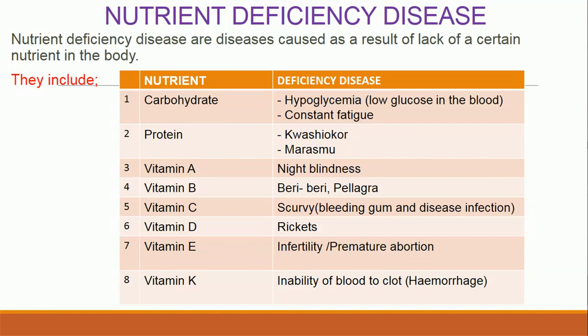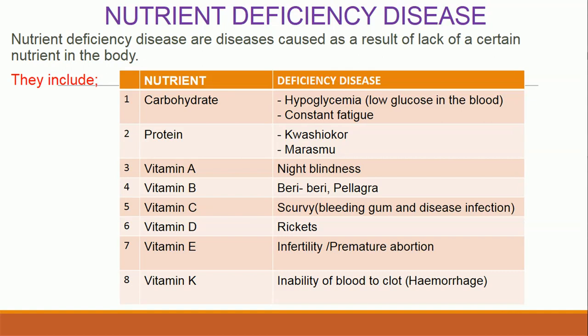If a body lacks protein, it can lead to what we call kwashiorkor, or another condition known as marasmus. A body that lacks vitamin A can have night blindness. Vitamin B deficiency can lead to beriberi or pellagra. Vitamin C deficiency can cause scurvy and even difficulty in healing of wounds.